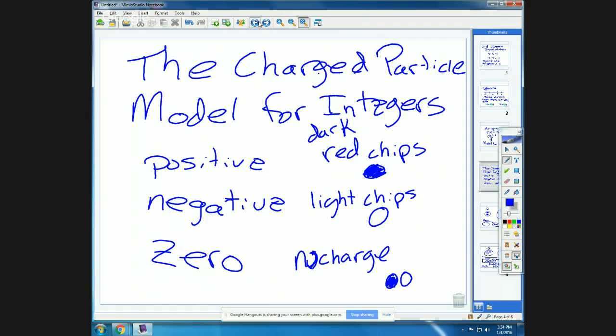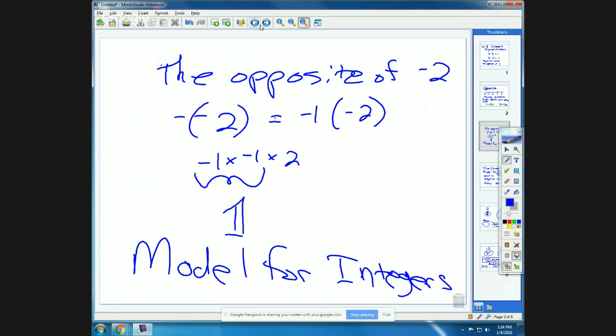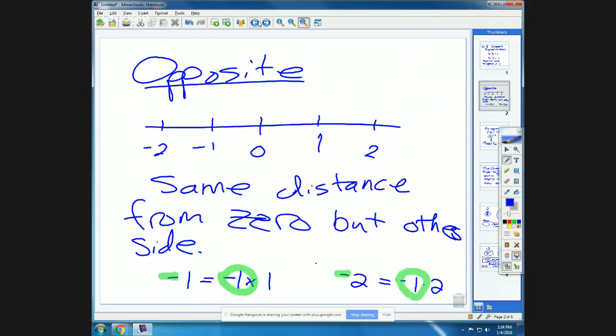One thing we're very fond of in math is our number lines. I haven't been in an elementary school in a long time that doesn't have a number line pasted to the desk somehow. So how could we talk about absolute value on a number line? Because that's our other model, right? We have the chip model, the number line model, the charged particle model.